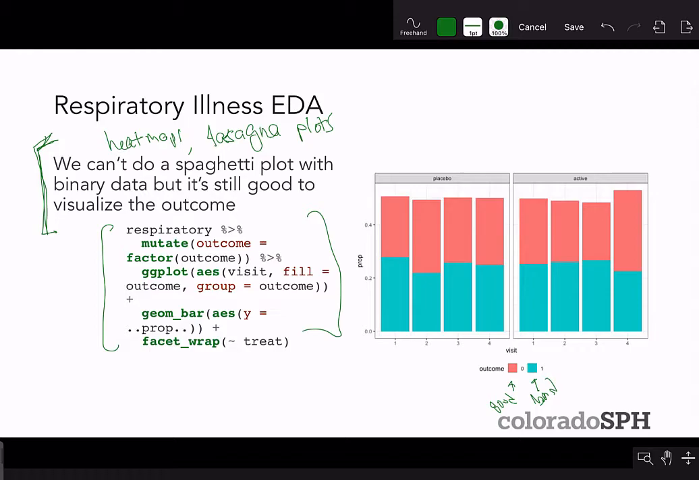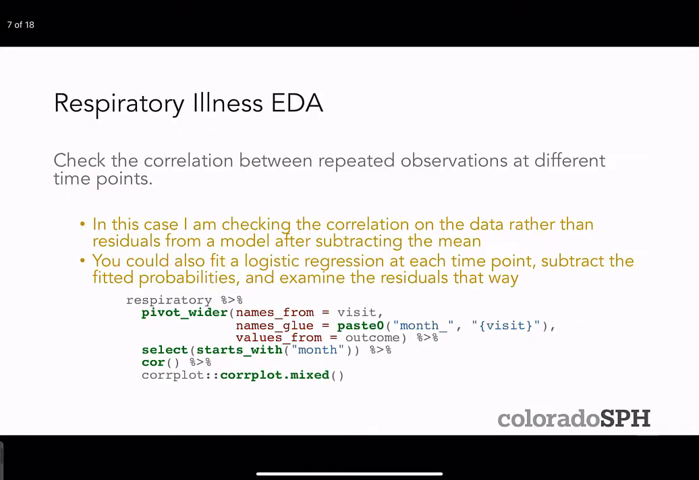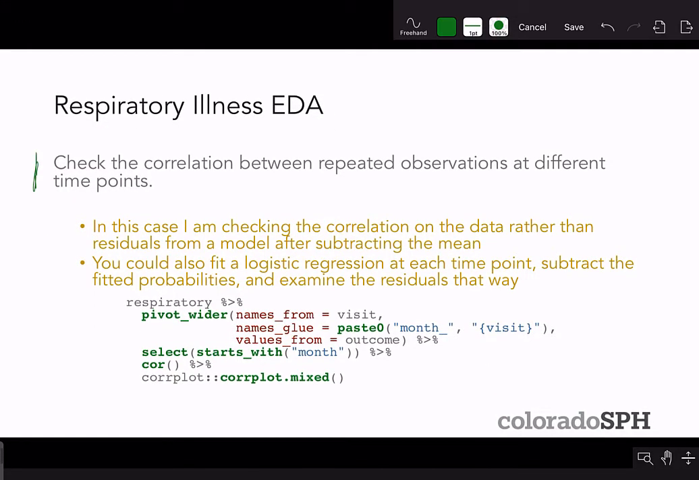It looks like maybe at the last time point there are more people who have a higher proportion of good respiratory status in the active group than in the placebo, but that pattern is not super obvious. So again, we want to check the correlation in some way between the repeated observations as well, because that will help us give a good guess at our working correlation structure.